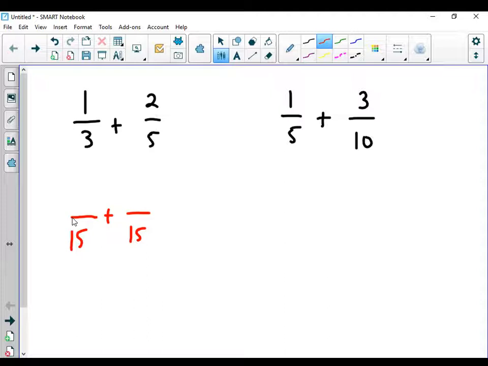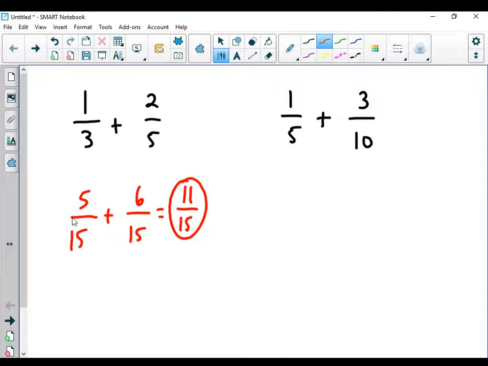So I took 3 times 5 to get 15, so I have to take 1 times 5. Same deal here, I took it times 3, so I have to multiply 2 times 3. And when I put those two together, I end up with 11/15. So to find that common denominator, we just multiply the two denominators together.